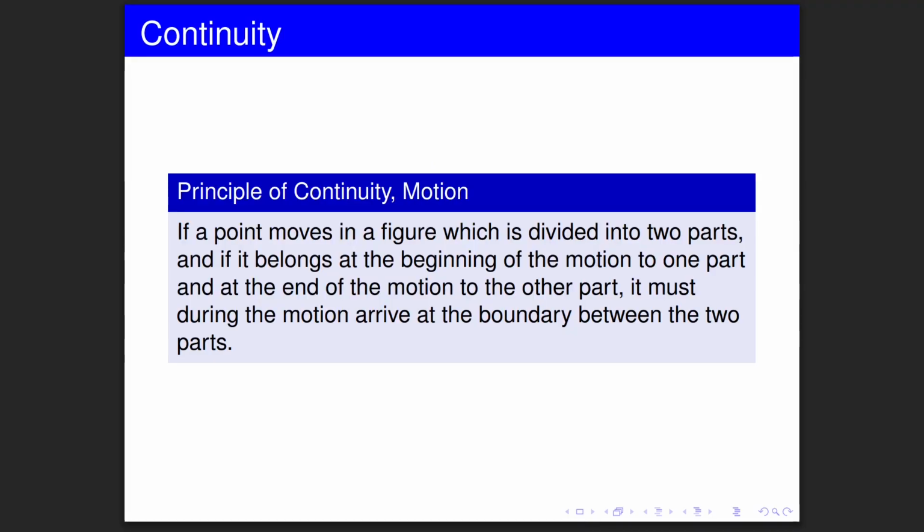Another way we can handle the intersections of points and lines is by using the postulate of Dedekind, which is named after the German mathematician Richard Dedekind, who lived from 1831 to 1916.